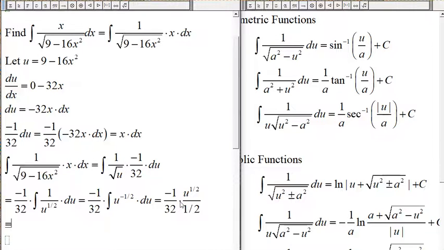And so we get negative 1 over 32 times 1/2, which would be 16. And then u to the 1/2, but u is 9 minus 16x squared. And so here, in the place of u, we have 9 minus 16x squared. This is the answer.